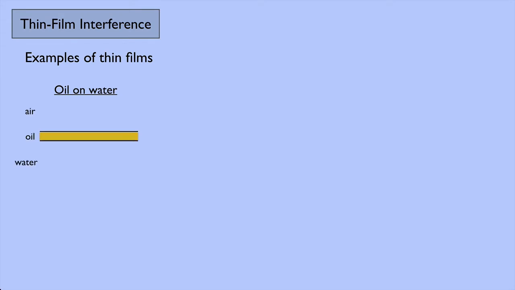I want to look at thin film interference, but what exactly is a thin film? So here are some examples. Maybe I have a layer of oil on water. So I have air, and then I have a layer of oil, and then I have some water. The oil would be considered a thin film.